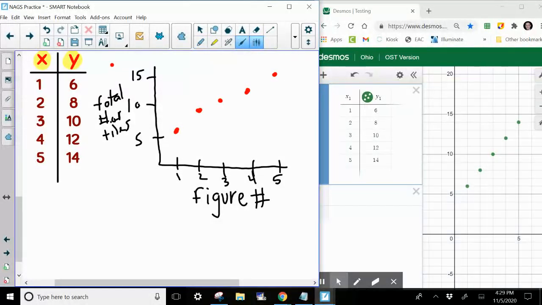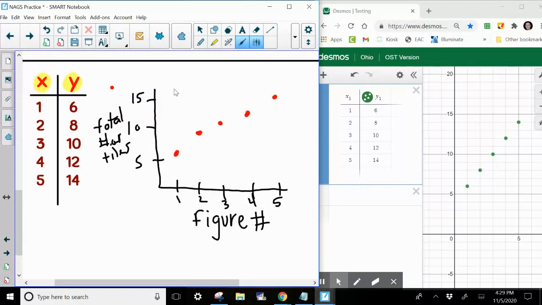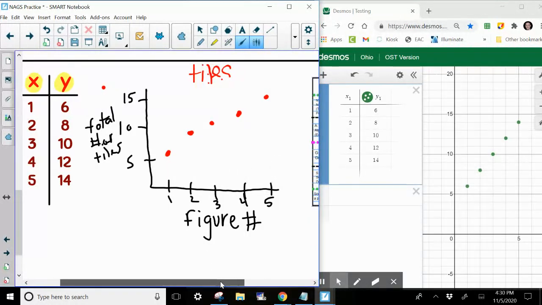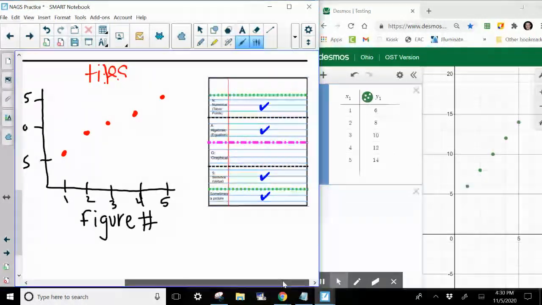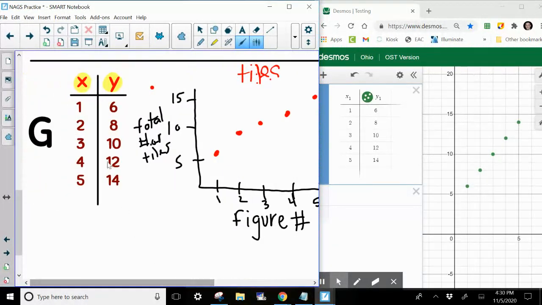Now we always also want to put a title at the top of our graph. So we can say, we can call this tiles. All right. And that wraps things up. That gives us the final G. And now we have done an entire next problem.